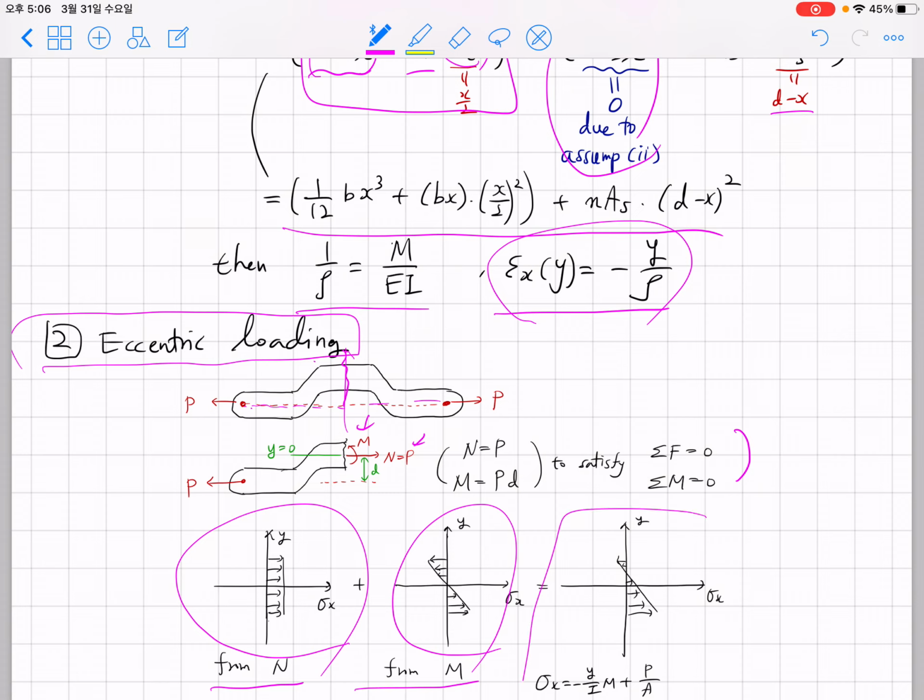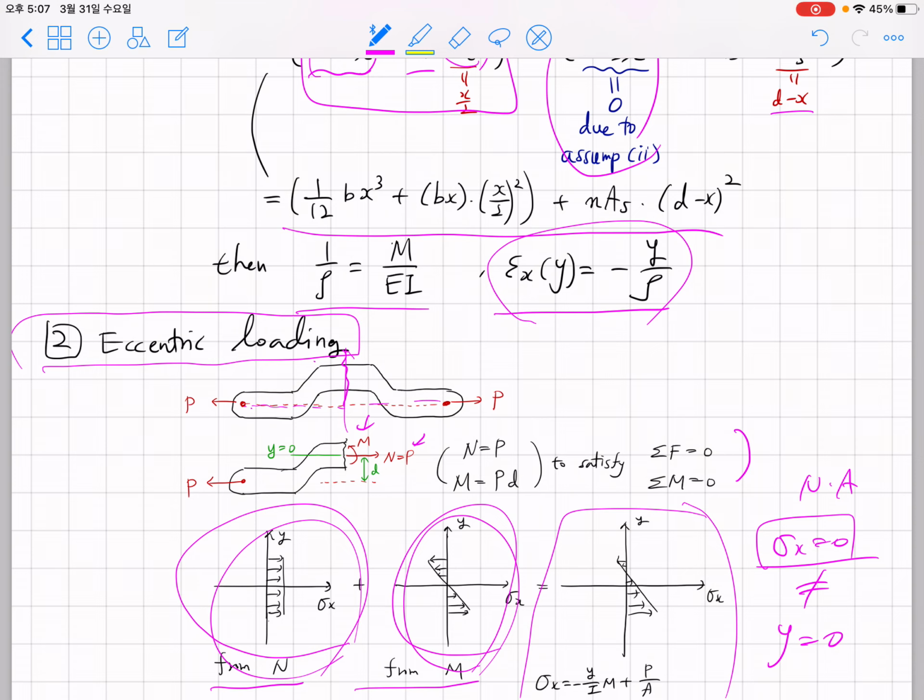Then if you draw the summation of them, you're going to find the point where sigma x equals 0, which is the neutral axis. Now it's not the same as the centroid axis. When you use the flexural formula, you have to set y equals 0 at the centroid. Typically in a pure bending problem, the centroid turns out to be the sigma x equals 0 point. However, when we consider eccentric loading, where we also have a non-zero normal force N, we're going to have this kind of result. So please have this in mind.